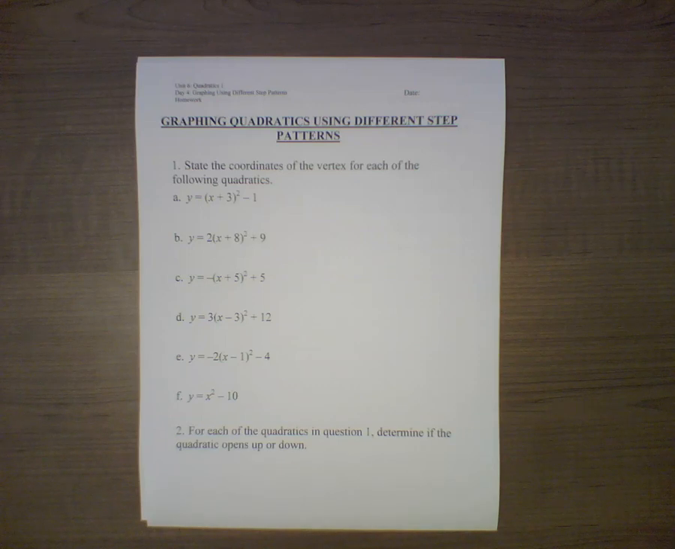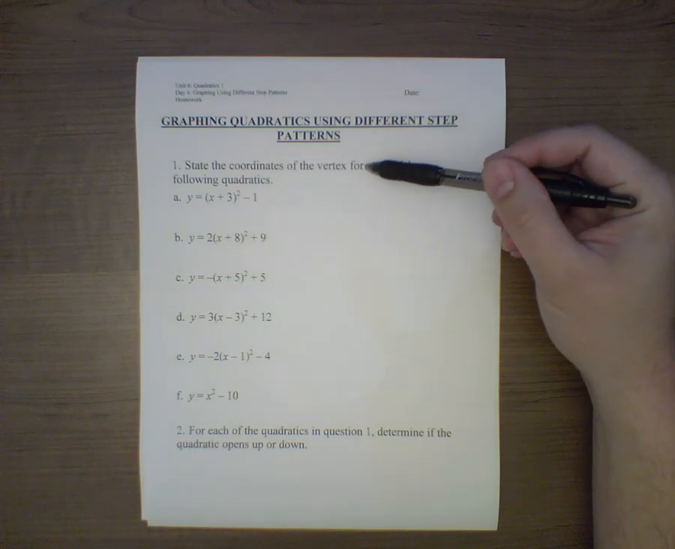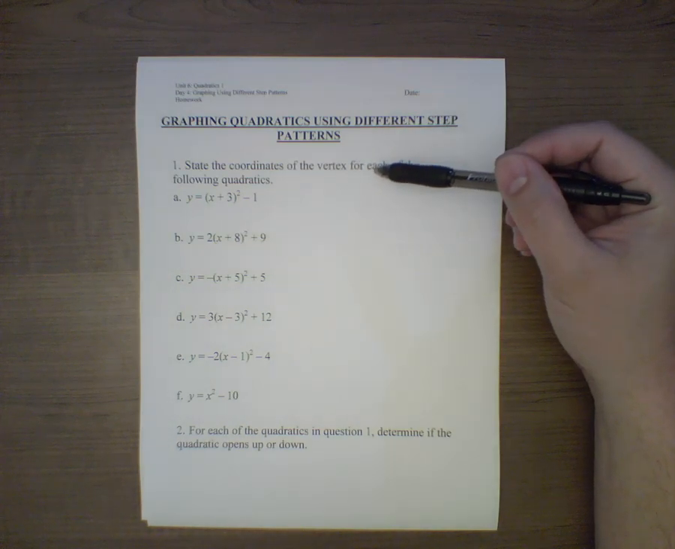So we're going to take a look at the Unit 6, Day 4 homework to practice what we just talked about in our previous videos about transformations of parabolas and about the features of parabolas. So let's take a look, and we're going to do a few of these questions, not all of them. State the coordinates of the vertex for each of the following quadratics.